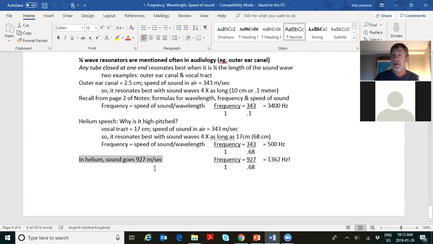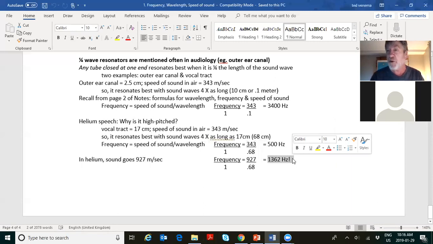927 meters per second. Okay, frequency is equal to 927 divided by 0.68, because your vocal tract didn't change. You inhaled helium, you didn't change the length of your throat. What changed was the density of the gas that you inhaled. So instead of sound going 343 meters per second like it does through air, it goes 927 meters per second through helium. So 927 divided by 0.68 is 1,300 and some hertz. It really hurts. Okay? So that's why your voice gets higher when you breathe helium.